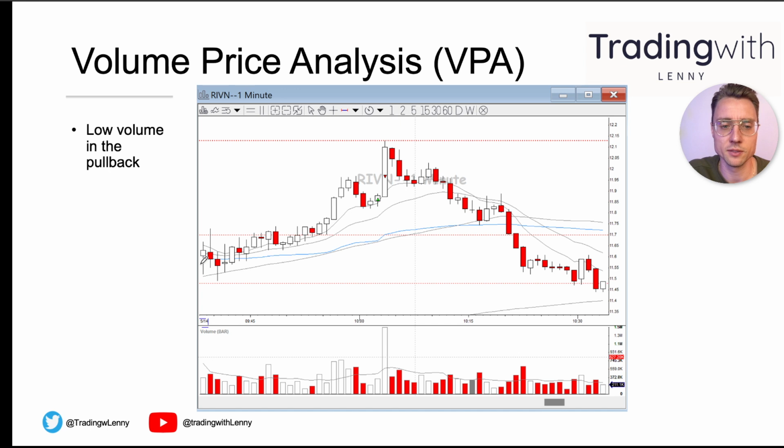Another example, Rivian. What do we see? Well, we see the range here. We see a very significant breakout of this range, actually on significant volume. We see the pullback happening, and we see low volume, right? Bottoming.